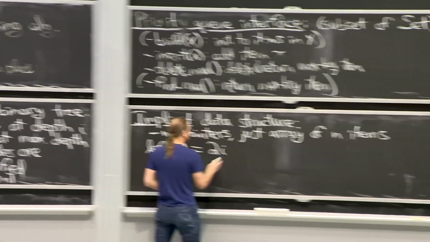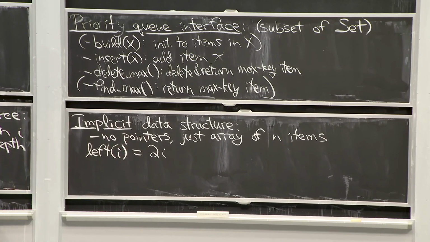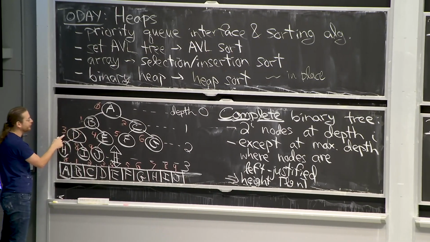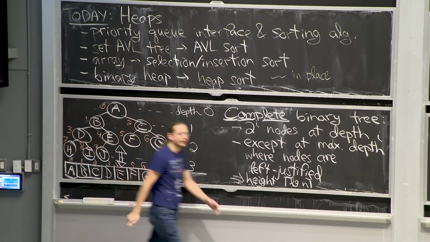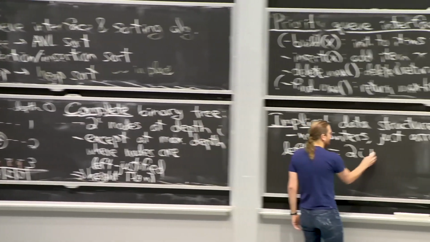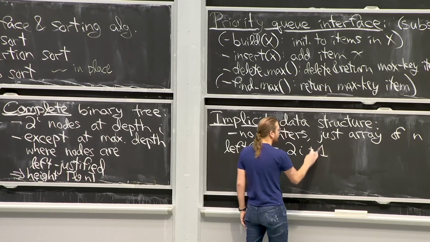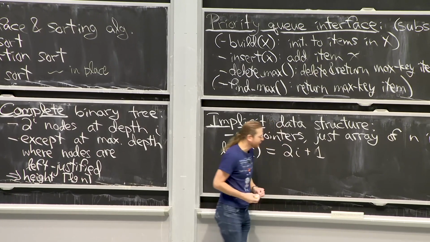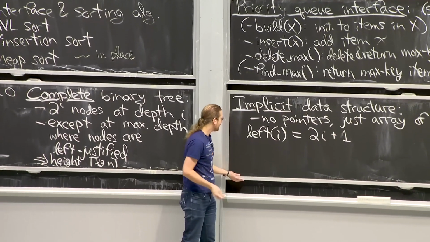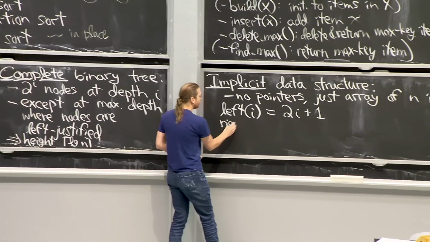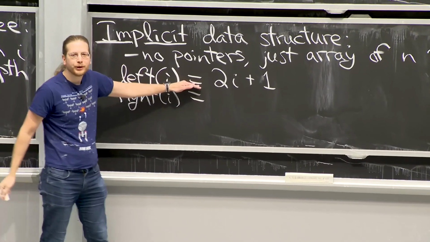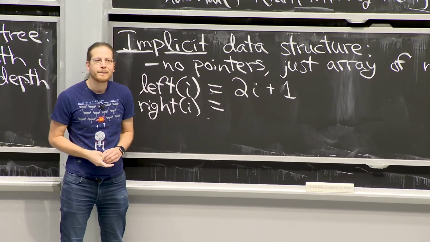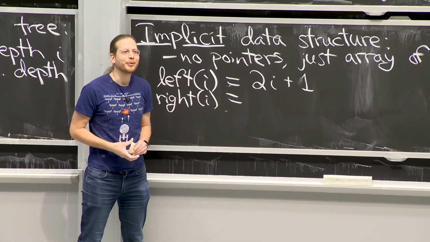So I'd like to say 2 times i, but if we look at the examples here, 1 times 2 is 2, which is 1 less than 3. 2 times 2 is 4, which is 1 less than 5. Hey, we almost got it right. It's just off by 1. Off by 1 errors are the most common things in computer science. What about the right child? If the left child is 2i plus 1, where's the right child? I hear lots of mumbles. 2i plus 2.